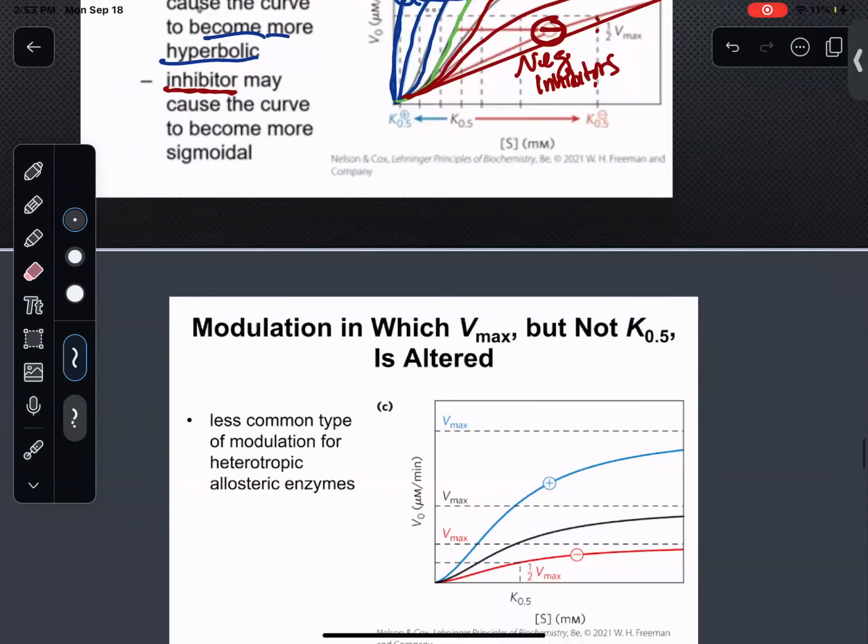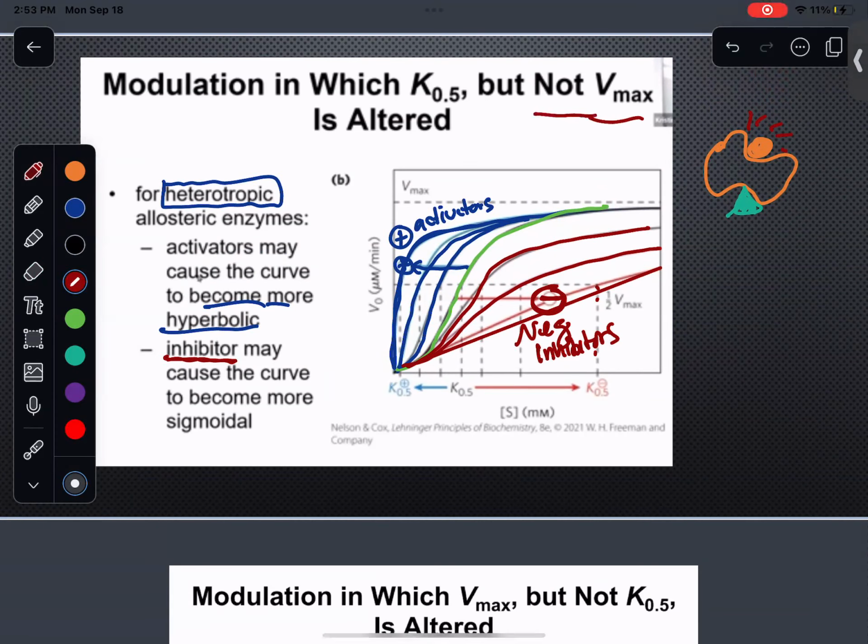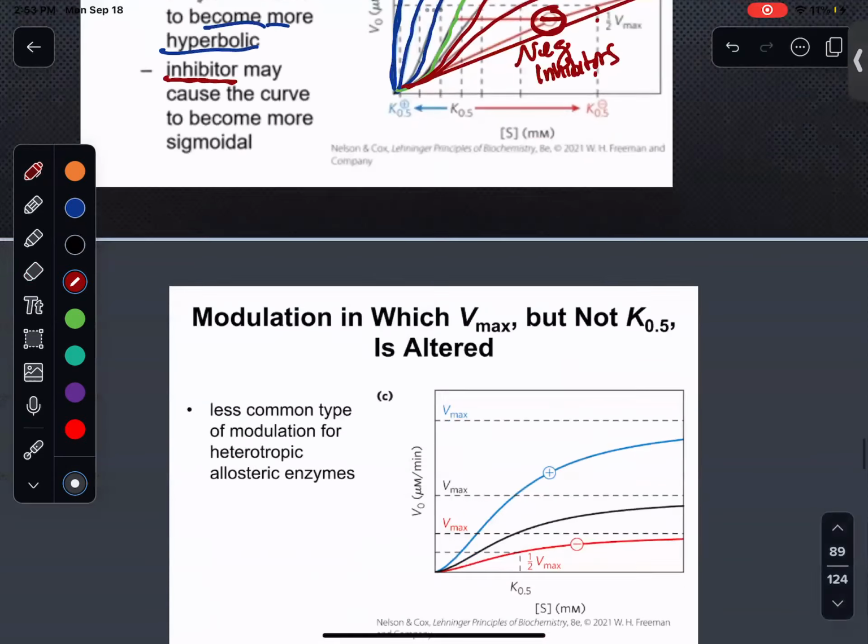Got just a few more slides to get through, guys. And here's the second category. This was the first category where Vmax is not altered and K.5 is altered. Okay. And here, Vmax is altered and K.5 is not altered. This is much less likely, guys. This is very unlikely to happen in real life, but we are going to go over it.